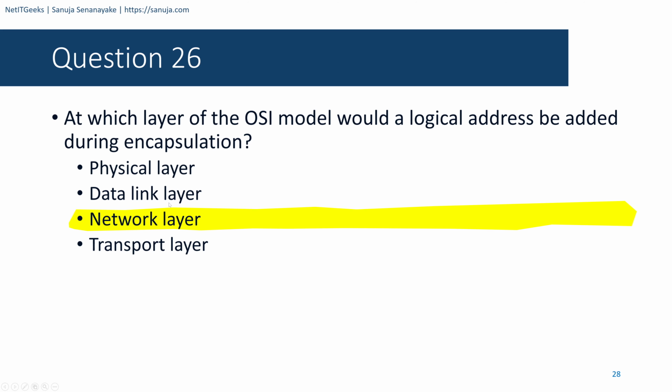Again, I want to repeat that. Physical layer, no addresses are added, right? And then we have the physical addresses added at the data link layer, and we have the transport layer that gets the port addresses added, and the network layer is the one that will have the logical addresses added.